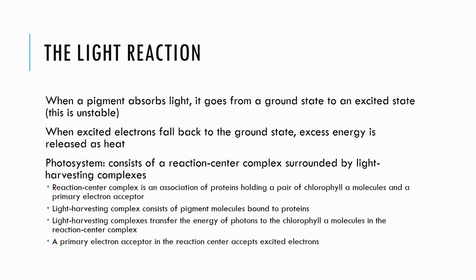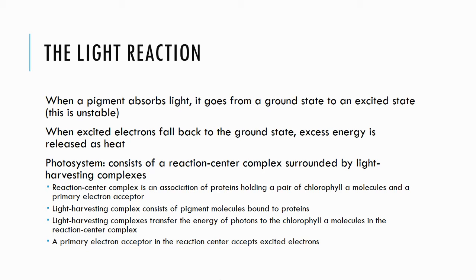When a pigment absorbs light, it goes from a ground state to an excited state, which is unstable. When the excited electrons fall back to the ground state, excess energy is released as heat. So we have this thing called a photosystem that consists of a reaction center complex and light harvesting complexes. The reaction center complex is an association of proteins holding a pair of chlorophyll A molecules and a primary electron acceptor. The light harvesting complex consists of pigment molecules that are bound to proteins, and they transfer the energy of photons to the chlorophyll A molecules in the reaction center complex.